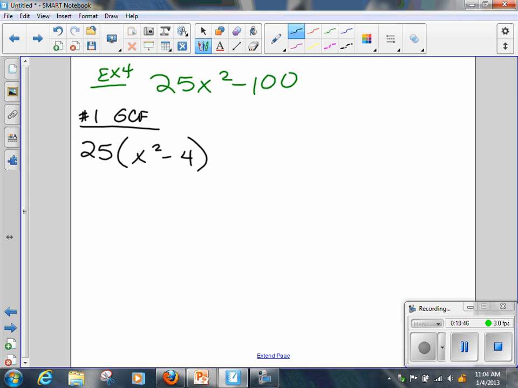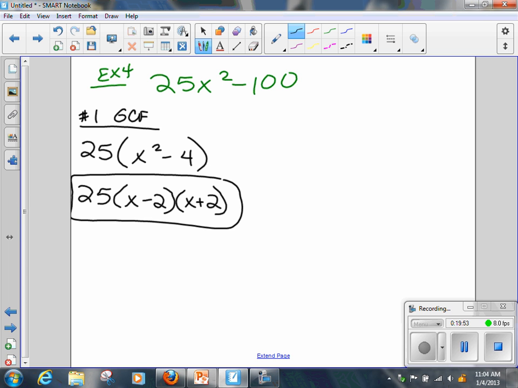Now it's a difference of squares. Bring down your 25. X minus 2. X plus 2. Done. Right? Y'all cool with that? Okay. Did anybody go this way? And I do want you to write both of these ways down on your paper. What's the other way you could go? Still going to get the same answer. Going to approach it a different way.